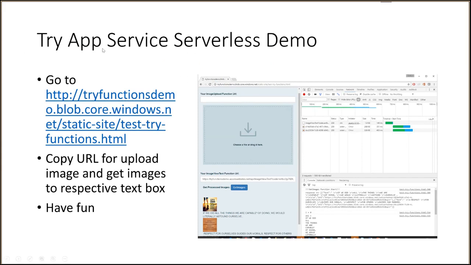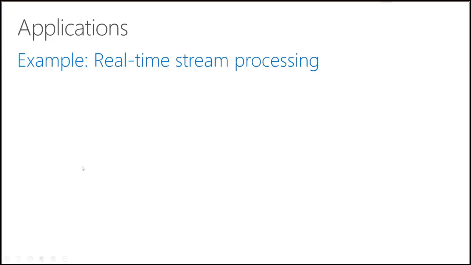So you can actually try this today. If you go to this very hard to read site, I'm sure, tryfunctions.demo.blob.core.windows.net/static site/test tryfunctions.html, you can actually see an example of this that Yohai built for uploading images and getting images into the respective text box. So it's kind of a fun demo to try out.